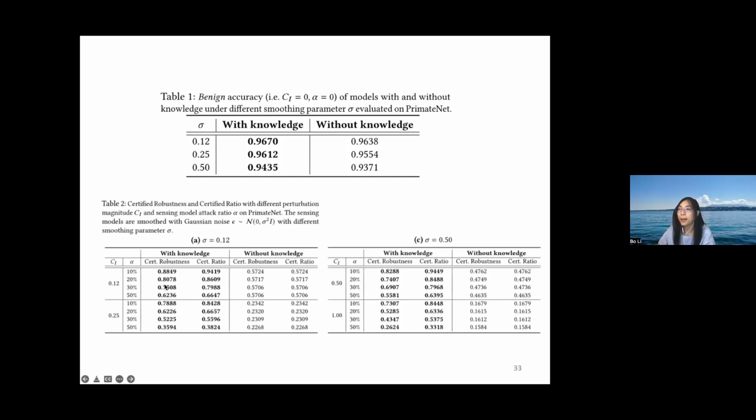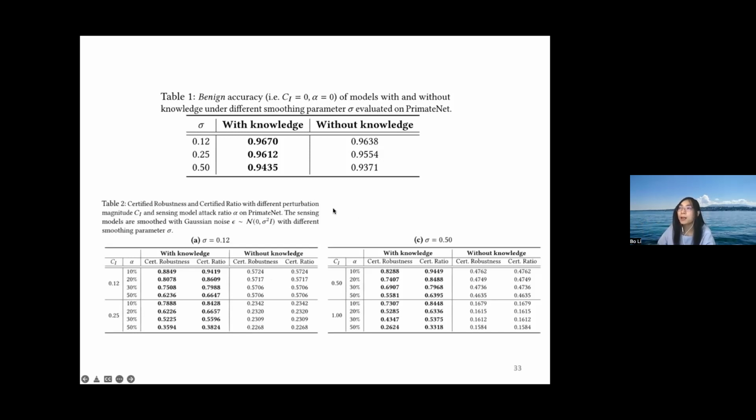And you can see by comparing the certified robustness with and without knowledge, it dramatically improves. It improves almost twice, which I would say is quite impressive, because in terms of certified robustness, usually an improvement of 5% is already large enough, but here it improves by like 30%, which to me I think is very promising.